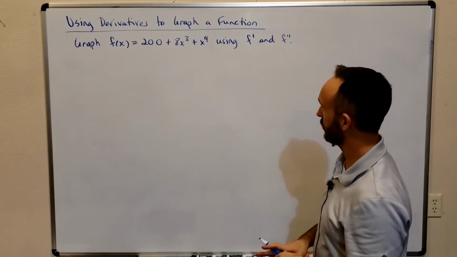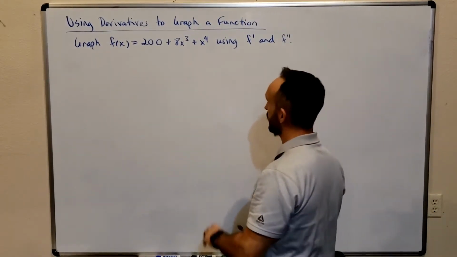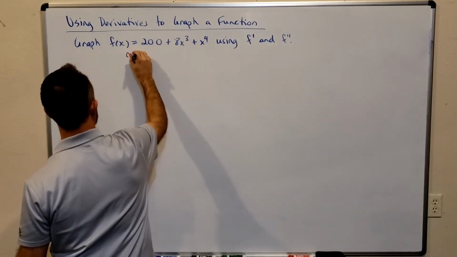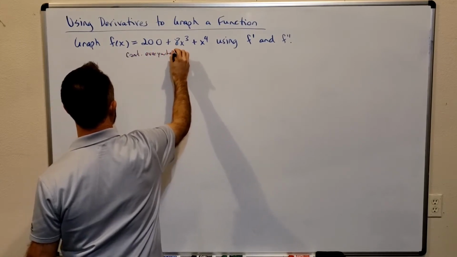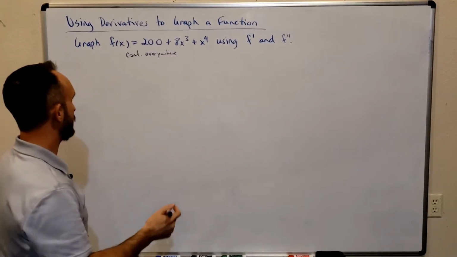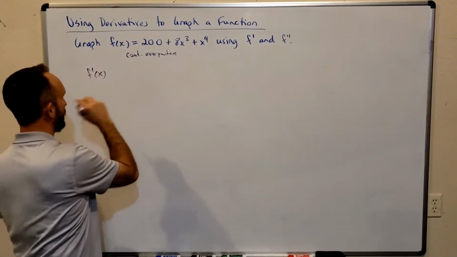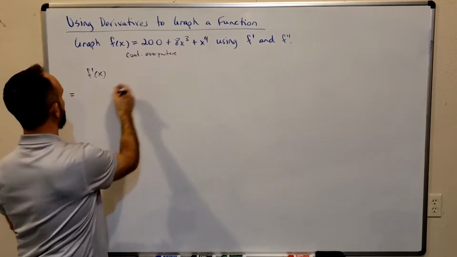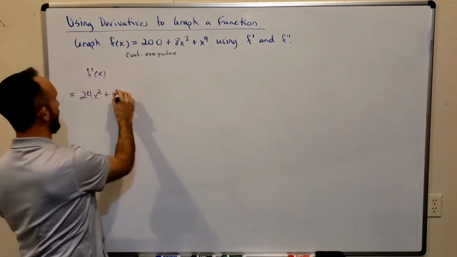So the first thing we're going to do is, we recognize that this function is continuous everywhere. It's just a polynomial. It's continuous everywhere. Okay? So that's useful. And then we'll proceed to look at the first derivative, f prime of x equals 24x squared plus 4x to the third.